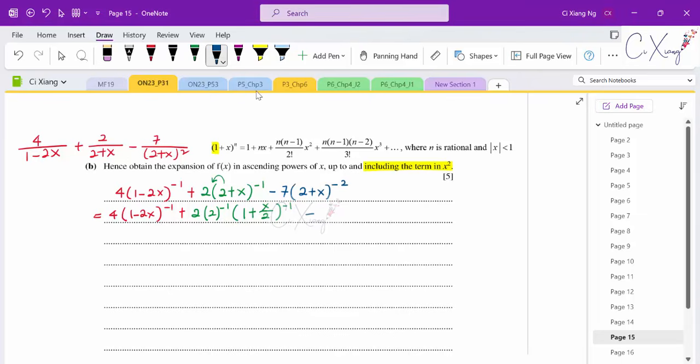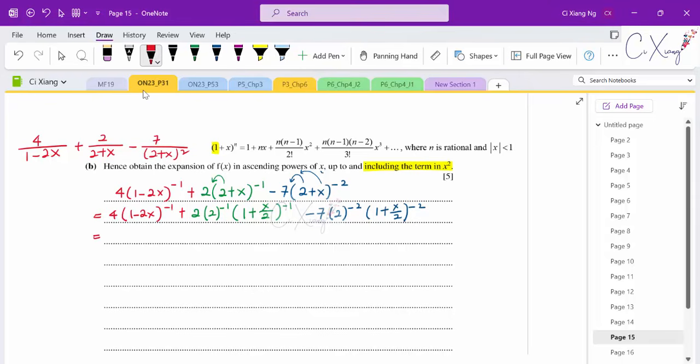For the third bracket, negative 7, I just copy. Again, I want to take out the 2, so I'm having 2^(-2). Then the first term in the bracket becomes 1 because you take out the 2. It will also affect the value of x: when you take out the 2 from the x, you need to have x/2 in the bracket. Then power negative 2.